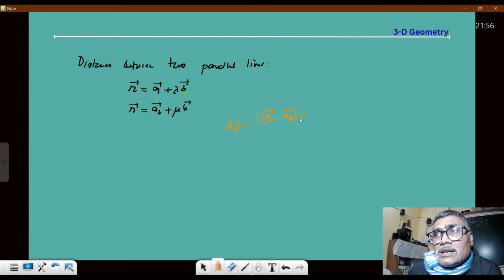That cross will be coming here and b vector will be remaining. And below it's the magnitude of this b vector. So that's the formula, and overall this is the theory part for our entire class 12 syllabus.